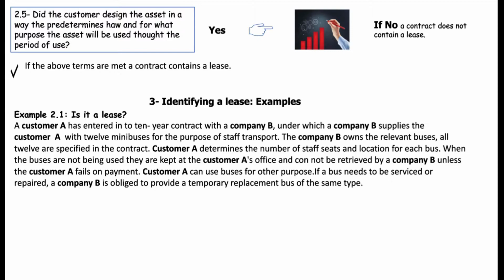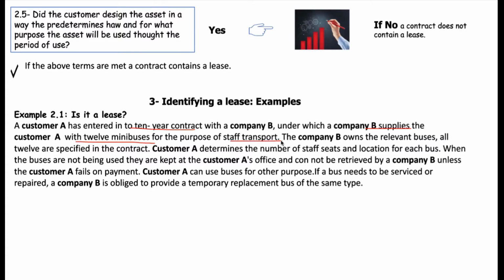So let's break down this contract to identify whether we do have a lease contract or not. First thing, the customer A has entered into a 10 years contract. This means the lease term is 10 years with the company B. Company B is the supplier of the identified assets, supplying the customer A with 12 minibuses. Minibuses here are the underlying assets. So we do have the lease term and underlying asset.